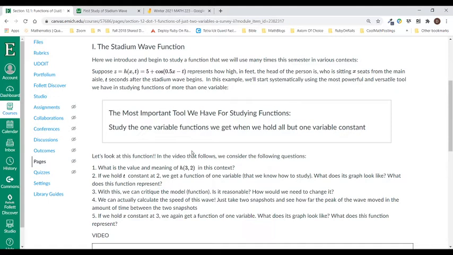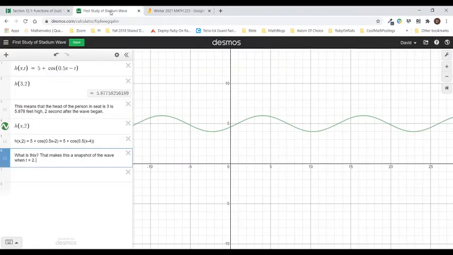It says we can actually calculate the speed of this wave. Just take 2 snapshots and see how far the peak of the wave moved in the amount of time between the 2 snapshots. Well, this is one thing that Desmos does that's better than some of the other things we want to use. I want to take another snapshot. Now, we took a snapshot when t equals 2. How about if we take a snapshot when t equals 0? So that should give us something like h of x, 0.